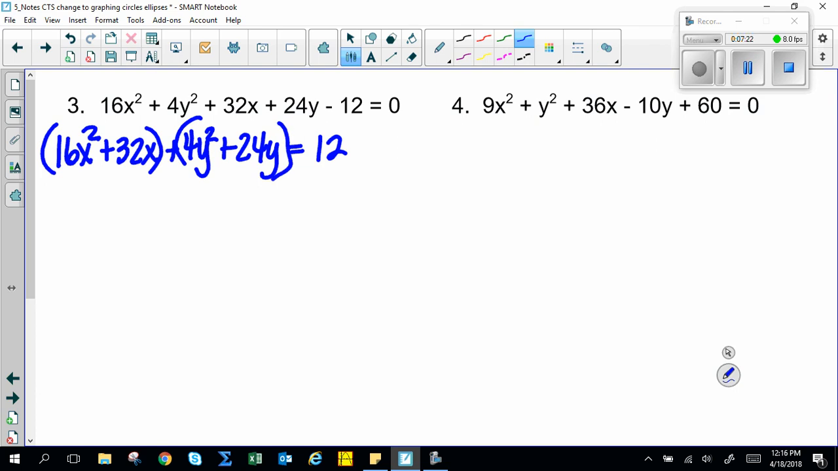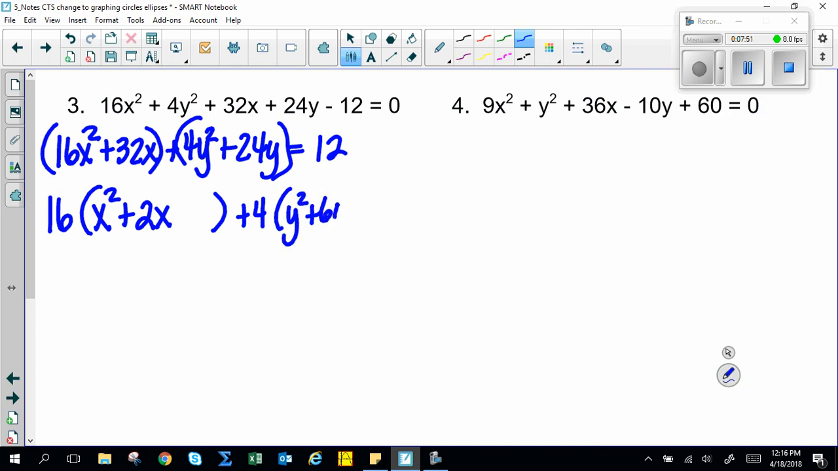At my first grouping, what is the GCF of my x terms? Well, not the GCF. I just want the A value, 16. So I'm going to pull out the 16, and this will leave me x squared plus 2x, and this is where I leave just a little bit of space. Looking at the y values, what's the b value? 4. So we're going to pull out a 4, and that leaves me with y squared plus 6y, and this equals 12.